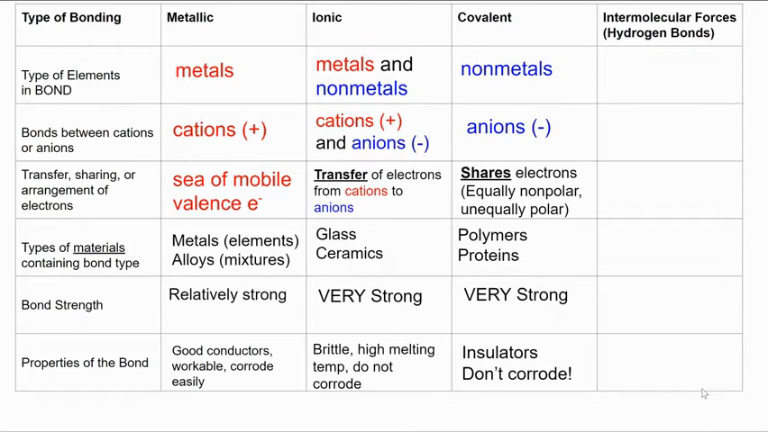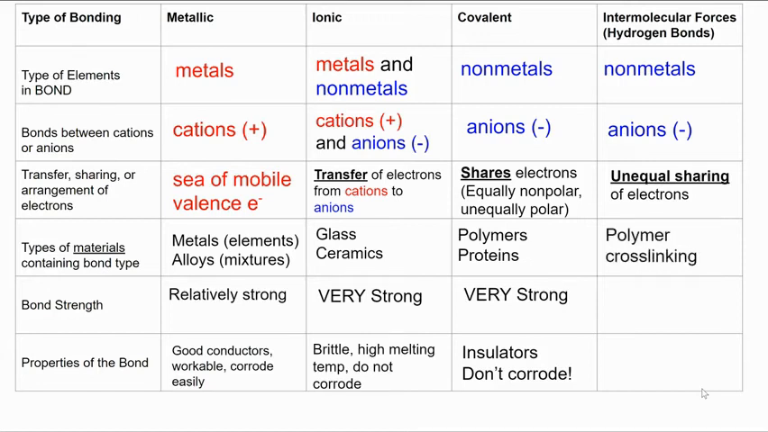And finally, we didn't talk about it in this podcast, it's coming on a different day, but intermolecular forces, hydrogen bonds, form between nonmetals. The bonds are anions. It's an unequal sharing of electrons. This is the type of bond that occurs when a polymer is cross-linked. It's a pretty weak bond compared to the others, and this determines the properties of plastics.